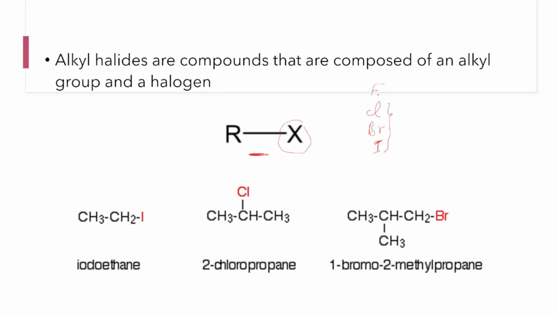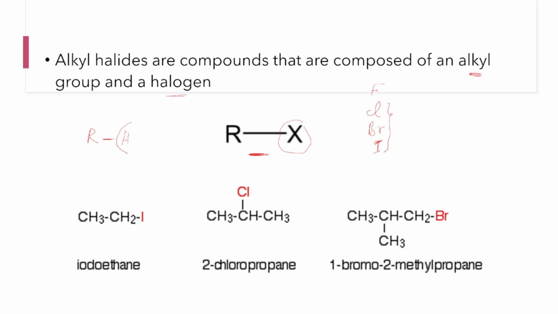reaction because we consider fluoride not as good a leaving group during reaction as the rest of the halides. So alkyl halides are compounds that are composed of alkyl groups and a halogen, or we can consider it as an alkane by removing a hydrogen and replacing this hydrogen, or any of the hydrogens, with a halogen.